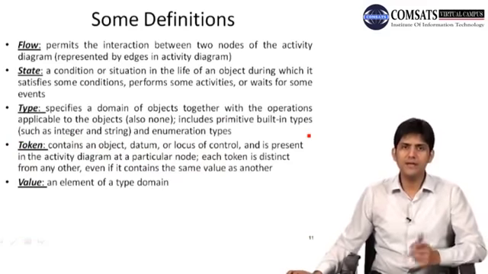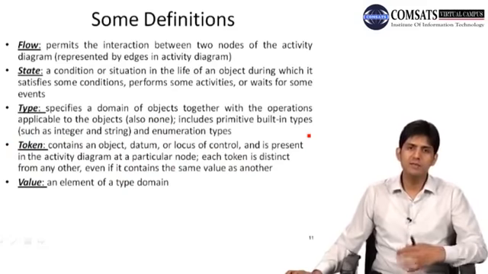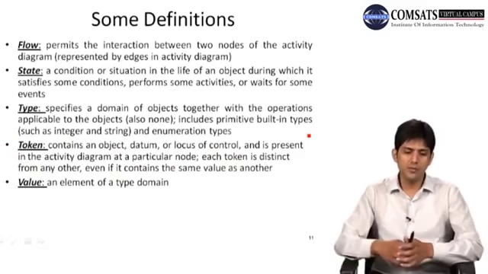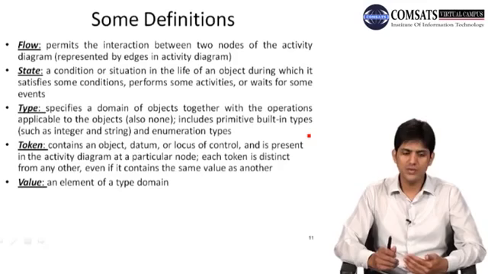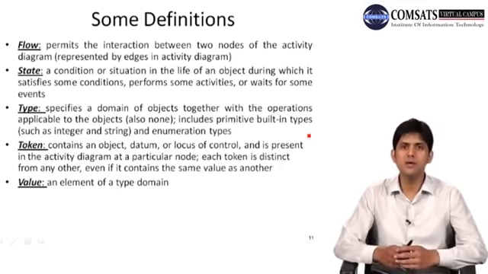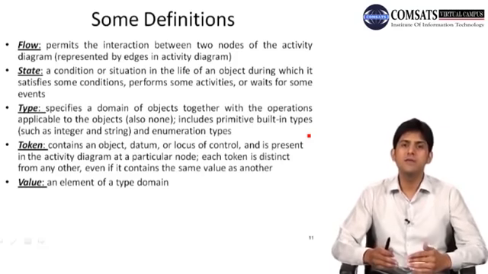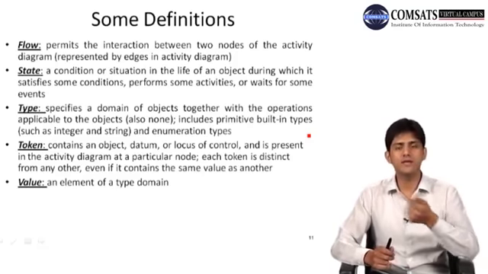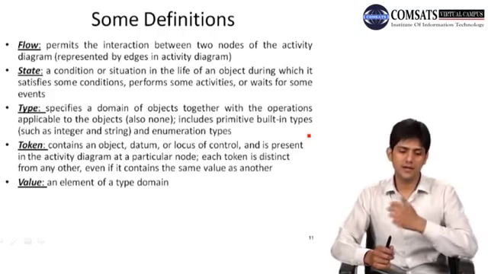Okay, before we get to that, let's have some definitions. What do we mean by a flow in an activity diagram? Flow permits the interaction between two nodes of the activity diagram, represented by edges. So all the edges in the activity diagram are basically flows. They represent flow of data, as we discussed, between different activities.